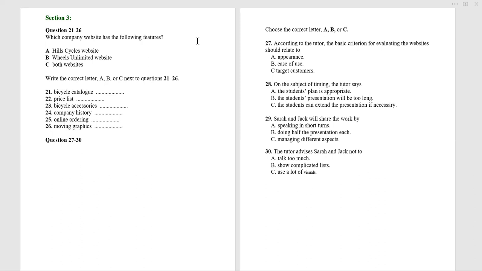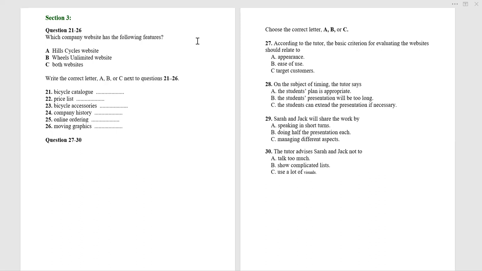Okay. Well, is there anything on the Hill Cycles website that Wheels Unlimited doesn't have? Not really. Yes, there is. It's got a little photo of the original shop and a paragraph about the history of the company. It's family-owned. Oh, yes. I forgot about that. Right. That's the content, then. And you compared the functions of the two websites, did you?